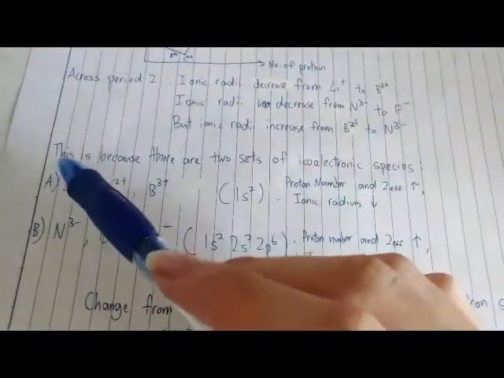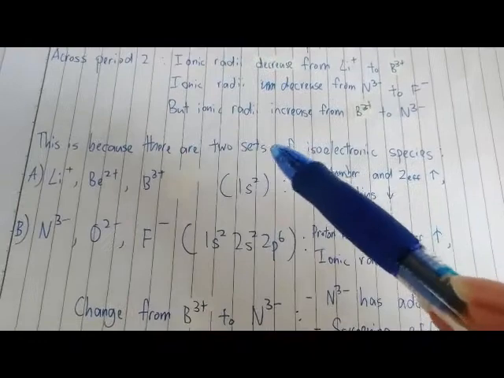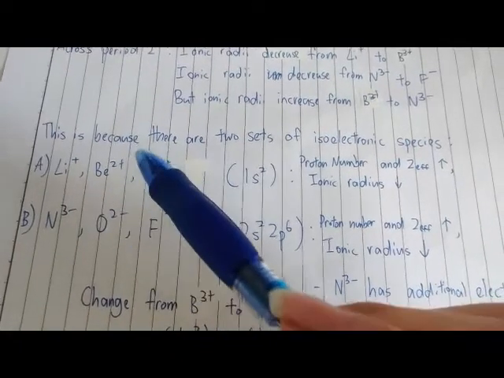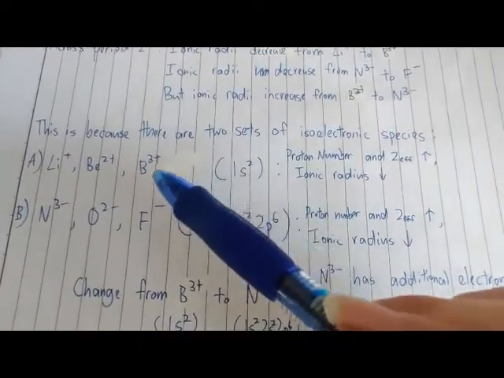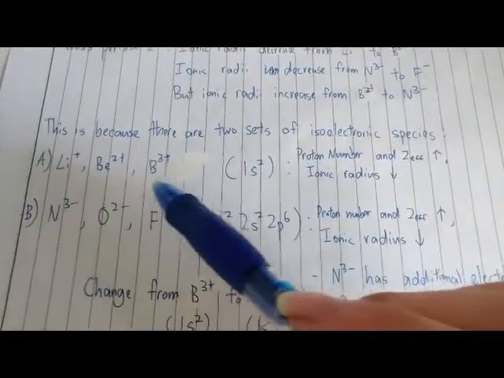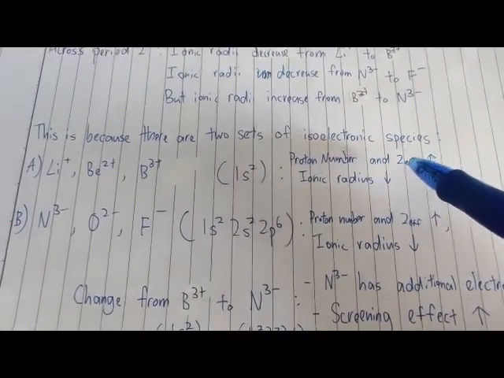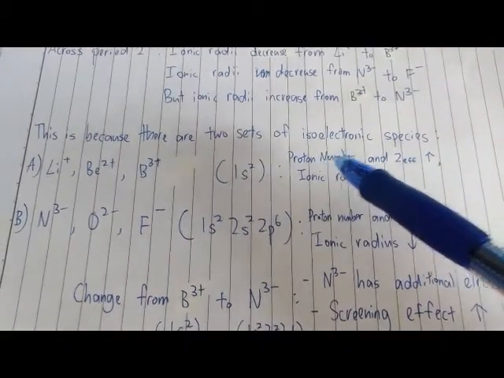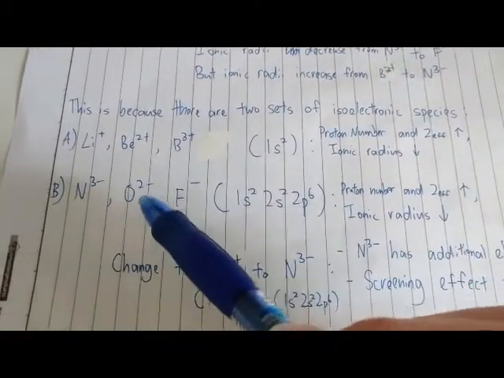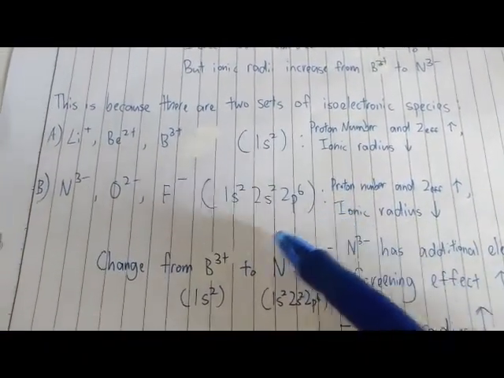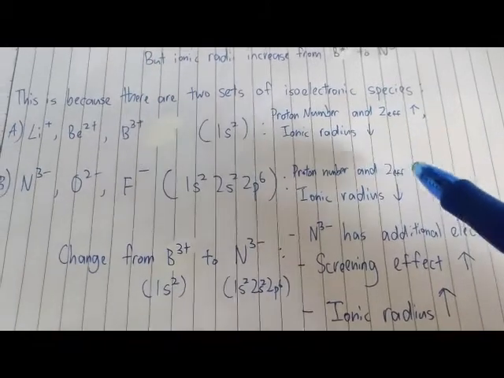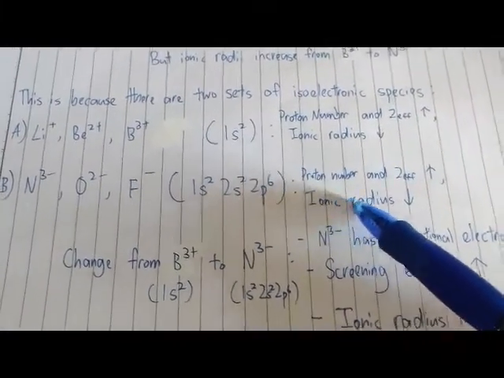This is because across period 2, there are actually two sets of isoelectronic species. The first set consists of lithium plus ion, beryllium 2 plus ion, and boron 3 plus ion. These ions are isoelectronic because they share the same electronic configuration of 1s2. Moving across the period, the proton number increases and the effective nuclear charge increases. Thus, the electrons are pulled closer towards the nucleus and the ionic radius decreases. For set B, nitrogen 3 minus, oxygen 2 minus, and fluorine minus all have the same electronic configuration of 1s2, 2s2, and 2p6. Moving across the period, proton number increases, effective nuclear charge increases, electrons are closer to the nucleus, and ionic radius decreases.